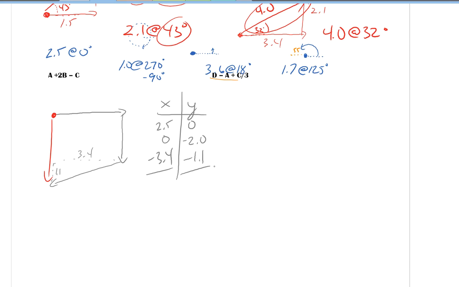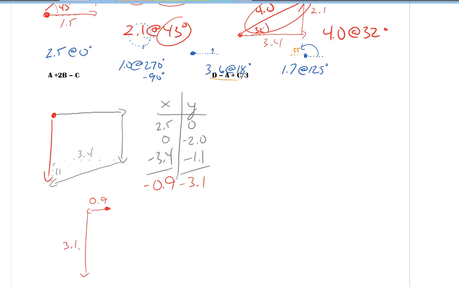Now that I have all my components, I'm just going to add them together. So I've got the 2.5, and I've got 3.4, which is negative. I put them together, and I end up with negative 0.9. I've got these three, put them together, that's negative 3.1. All right, so I've got my total x, I've got my total for my y's. Now I'll make my new triangle. So I'm going to make a little starting nub, and I'm going to go negative 0.9, so that'll be left 0.9, and then go negative 3.1, so I'm going to go down 3.1.